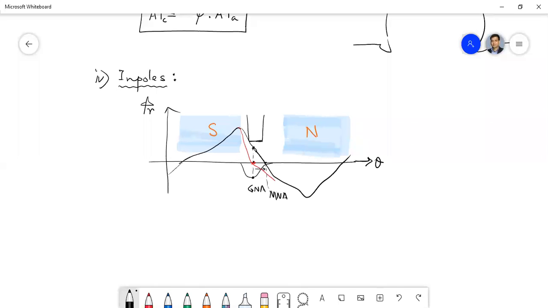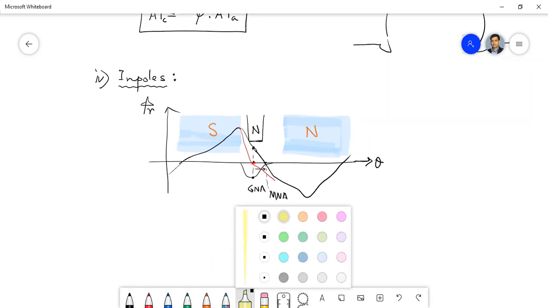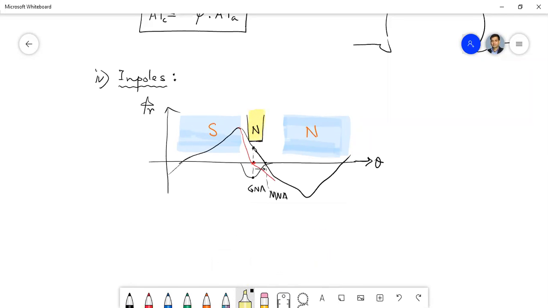Okay, so it should be north pole, correct, because we need negative flux, so therefore we should have a north pole located at the GNA location. Is that clear? So here also another interpole will be here, which will be south, which will give some positive flux. Here it will give some positive flux, isn't it?